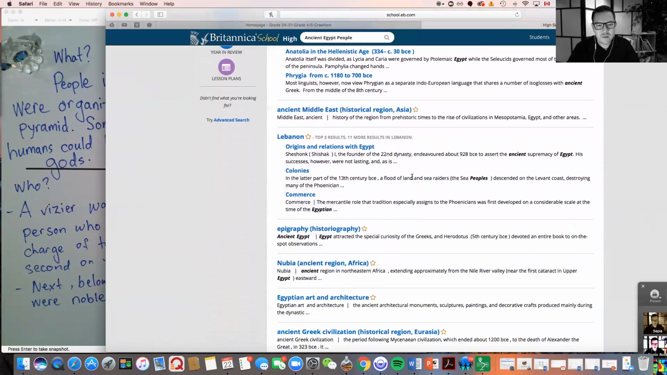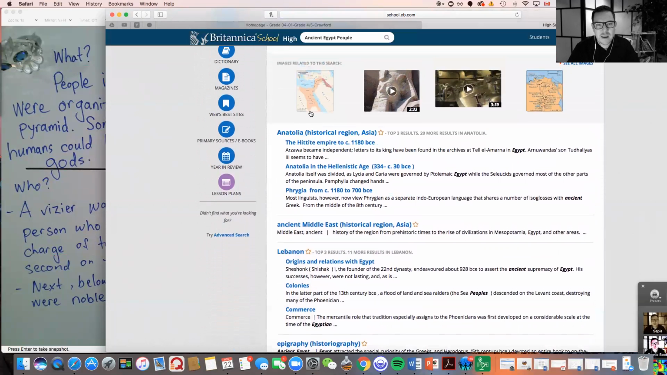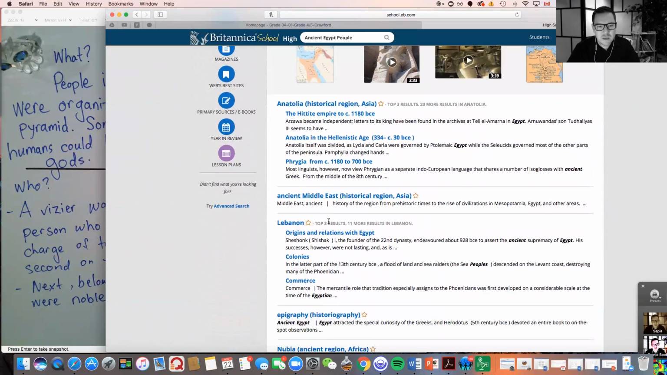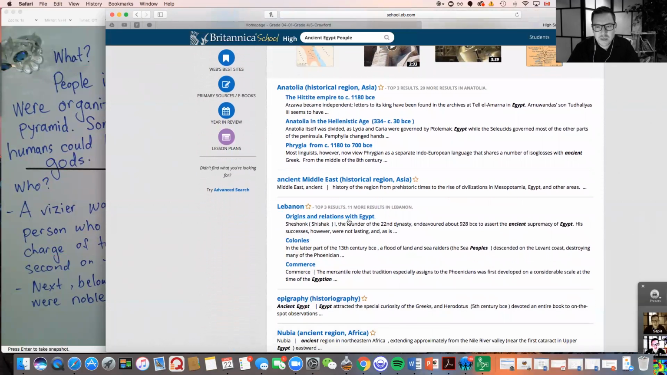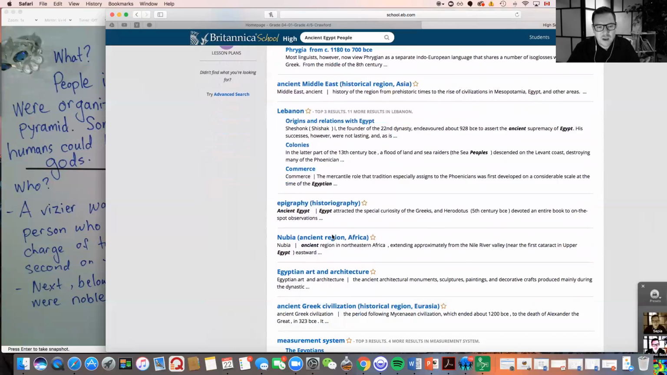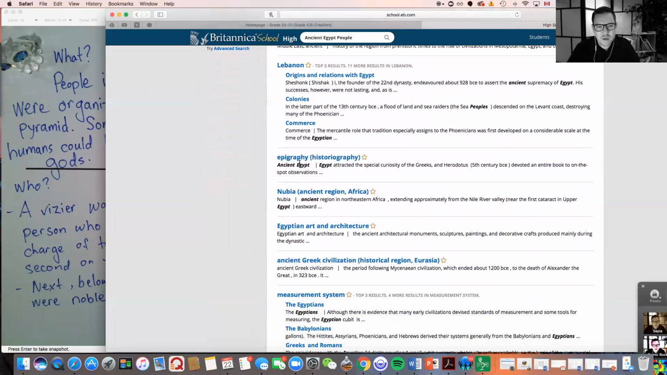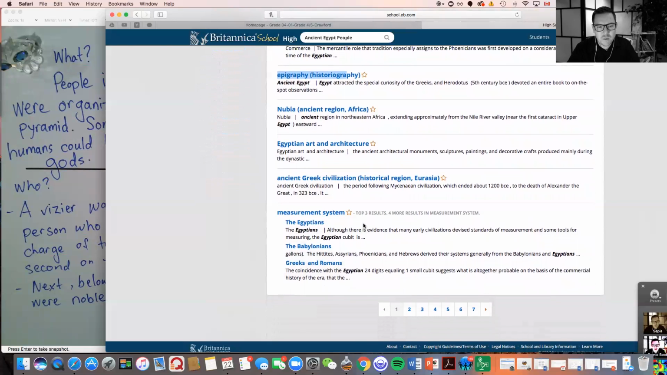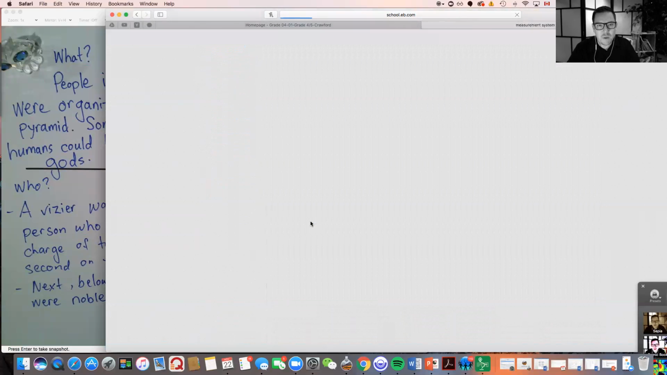Here we go. Just scanning through. So I have Anatolia. Nope, that's not what I need. Ancient Egypt. Origins, relations with ancient Egypt. I'm looking colonies. Okay. Sea peoples. No, this looks like it's different. Just kind of scanning through, I'm reading all of these sentences. Ancient Egypt. Egypt attracted special curiosity of the Greeks. Okay, this is all about epigraphy. I'm probably looking for something a little bit more. Oh, here, the Egyptians. Let's try this one, okay? So this is about people because it says the Egyptians.